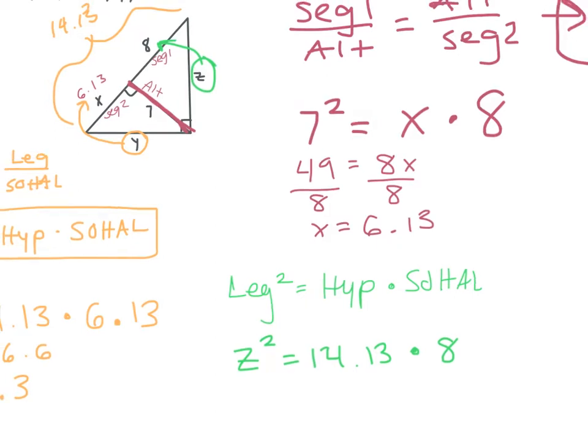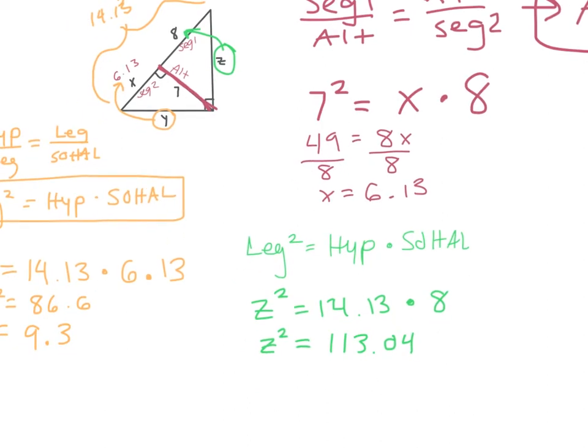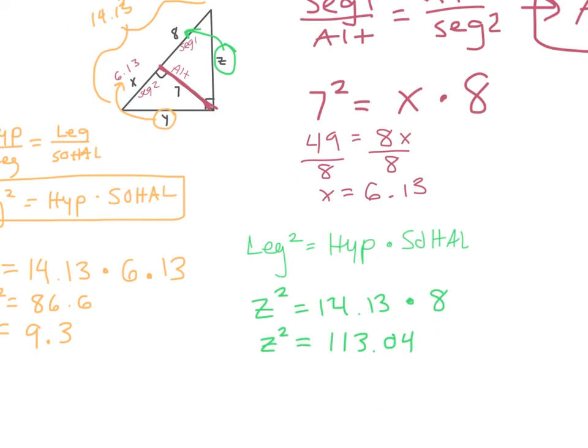113.04. So z squared is 113.04, but we need to find just z, so we have to take the square root of both sides. That gives 10.6. Perfect.